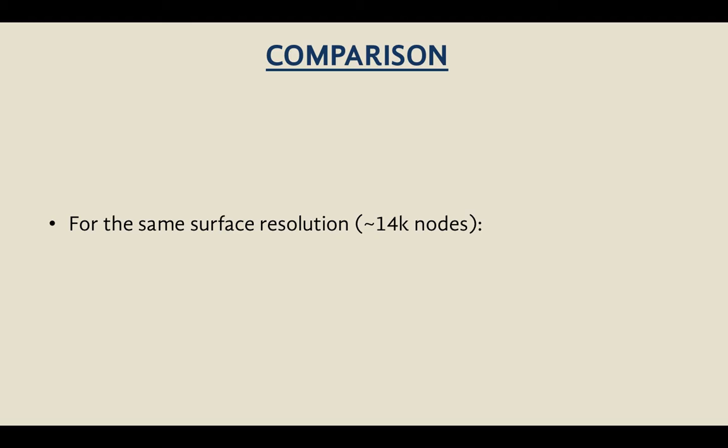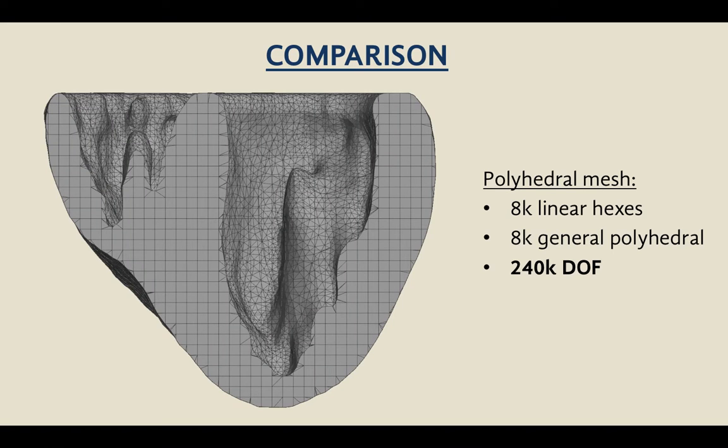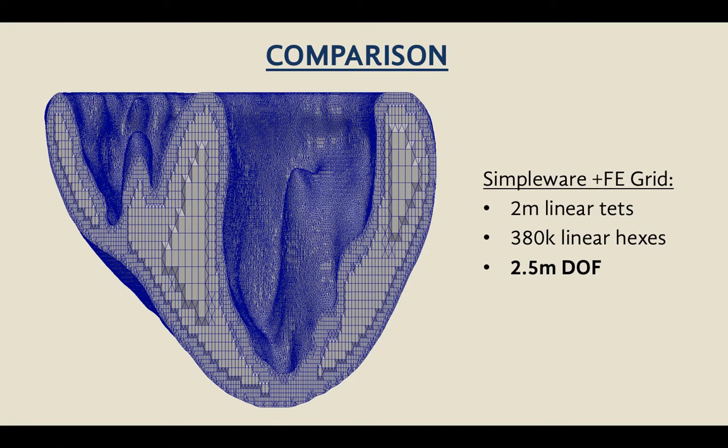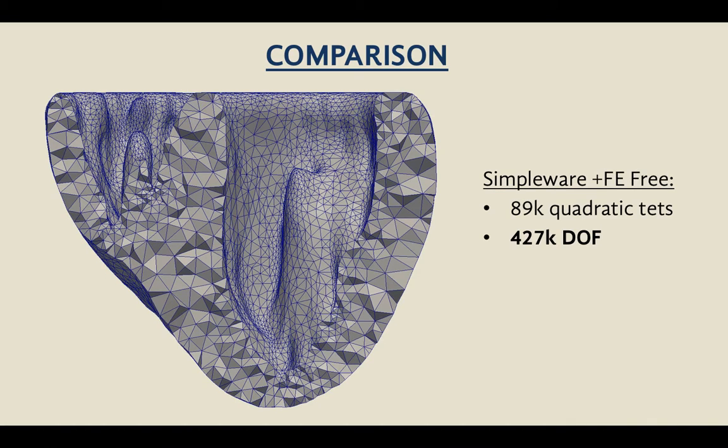Before we get there, let me just compare this mesh to some meshes produced by some other popular methods. So again, this is the mesh that we've produced. Linear hexes on the interior, and we have polyhedral elements near the surface. We end up with 240,000 degrees of freedom. Using Simpleware's +FE Grid, which has linear hexes on the interior and linear tets that are pixel resolution near the surface, we end up with 2.5 million degrees of freedom. Simpleware's +FE Free uses the surface from the previous approach and does an advancing front algorithm, and we're going to stick with quadratic tets, and it produces 427,000 degrees of freedom.